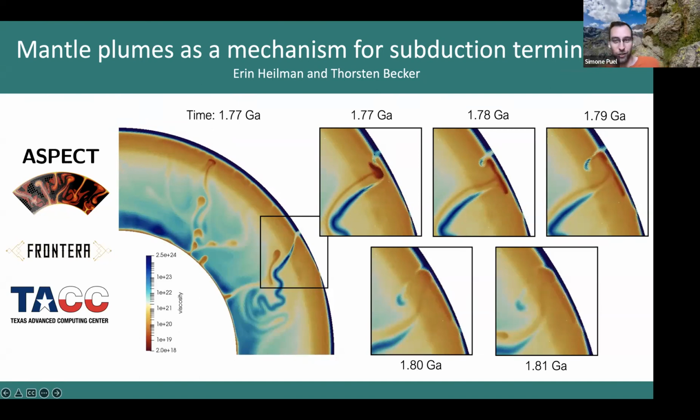So I'm gonna introduce Erin, and then she can talk about what she has to present. Erin is a fourth-year PhD student working with Thorsten Becker. She got a bachelor's degree at Oklahoma State University in 2018, and then afterwards she joined UT and also UTIG. She is working mostly in global mantle convection and global plate tectonics dynamics and modeling.